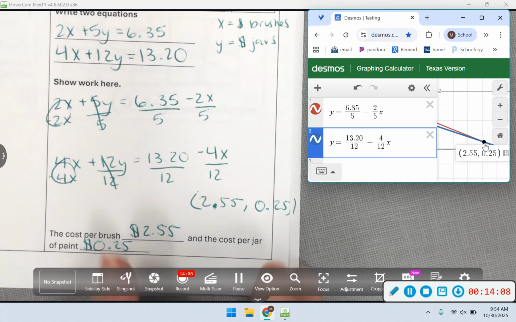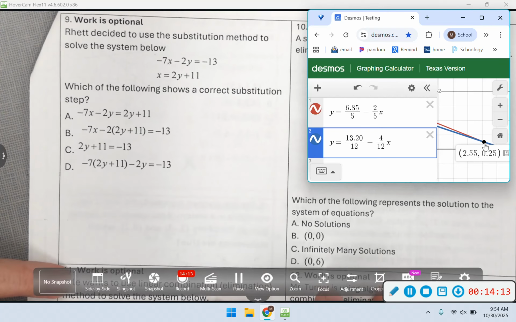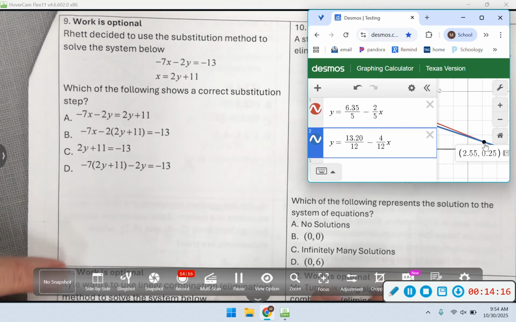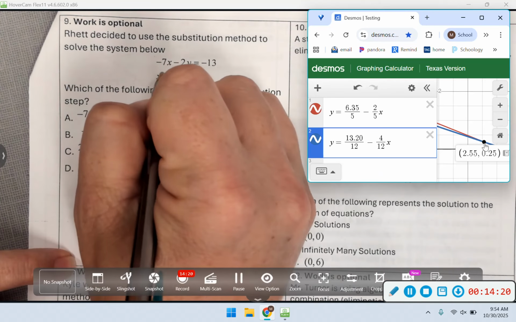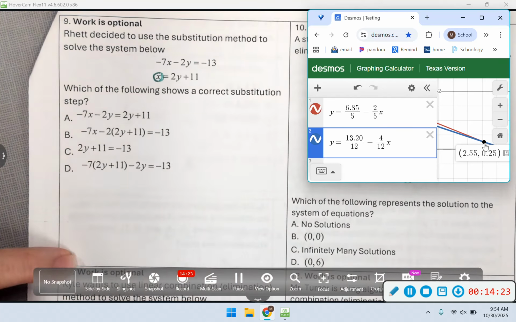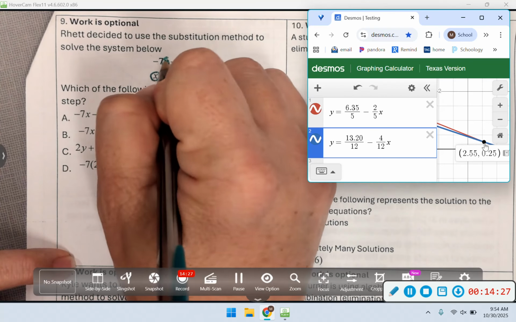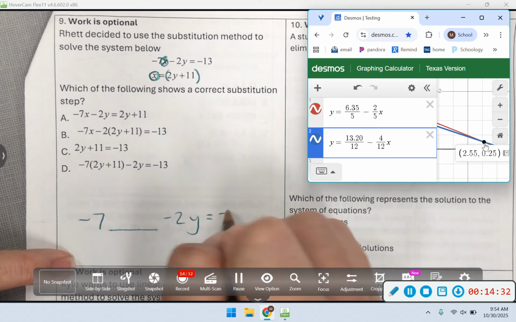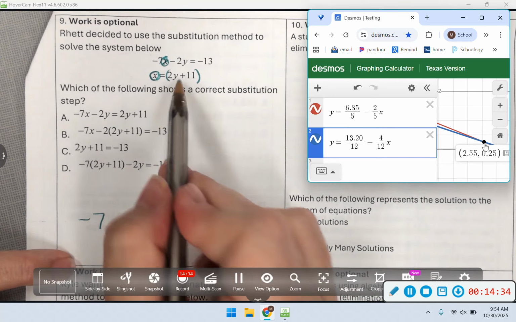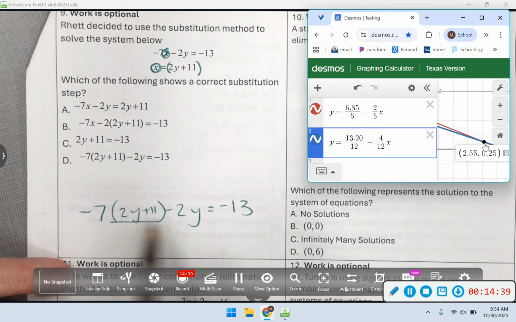Okay, let's look at number 9. Number 9 is a substitution problem, but you don't even have to solve it all the way. You just have to identify and plug in, substitute. So we have to identify which one is our substitute equation, which is this one, because the x is all by itself. And this is my sub. So we're going to replace x. So negative 7, take out the x, minus 2y equals negative 13, and we plug in our substitute. So 2y plus 11. Well, the one that's plugged in just like that is D.